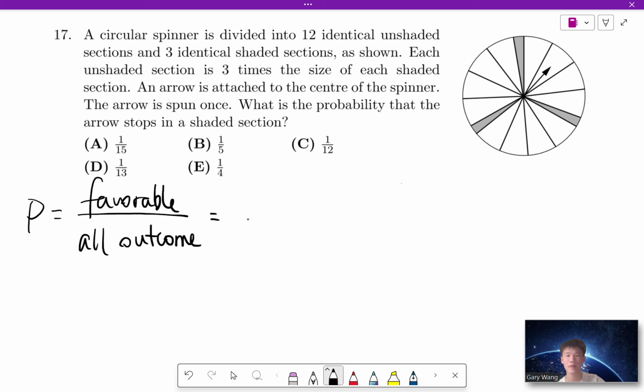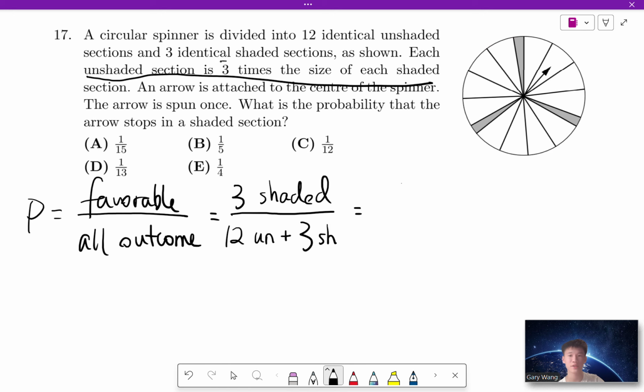In this question, the favorable outcome would be that the arrow lands in the 3 shaded sections at the end. And all outcomes would just be all sections, so 12 unshaded sections plus 3 shaded sections. But since each unshaded section is 3 times the size of each shaded section, if I combine these 3 shaded sections together, their area would be equivalent to 1 unshaded section. So 3 shaded sections are equivalent to 1 unshaded section.